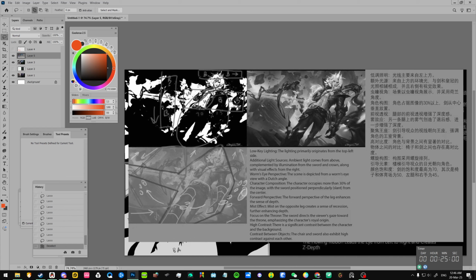So to talk about Z-depth again, the leg here is forward, so therefore it's bigger in size, and the leg here is away from us, that's why it's smaller. This arm here is bigger, this arm here is smaller, so there's Z-depth going on, as you can see.